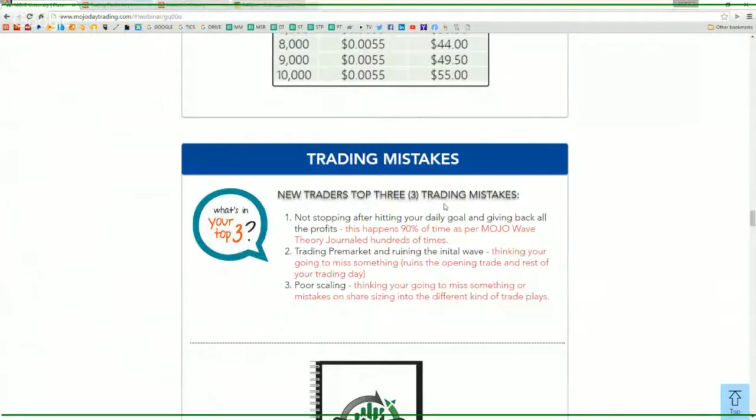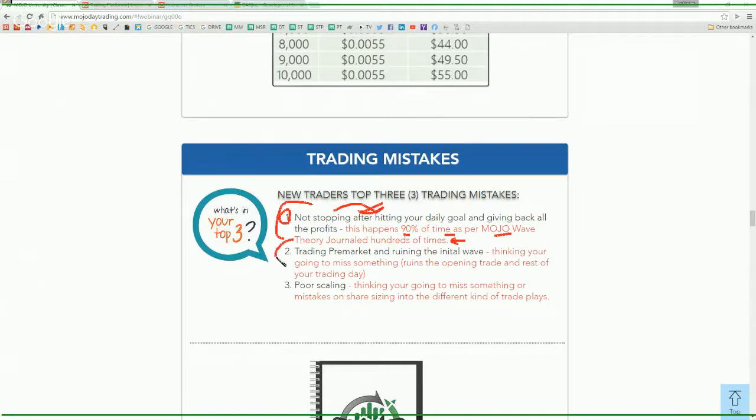New traders make these mistakes. The first mistake, which was my biggest, so if it's my biggest mistake, it's your biggest mistake, is once you hit your goal, you don't stop. You keep on trading and you give back your profits 90% of the time. As in Mojo Wave Theory has journaled this hundreds of times. That is my number 1 mistake.